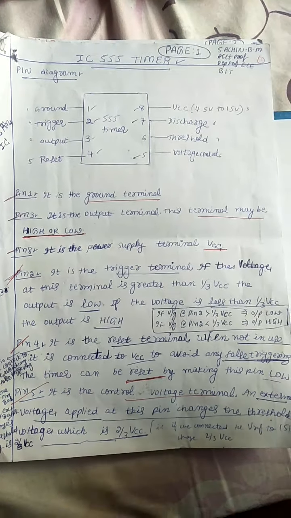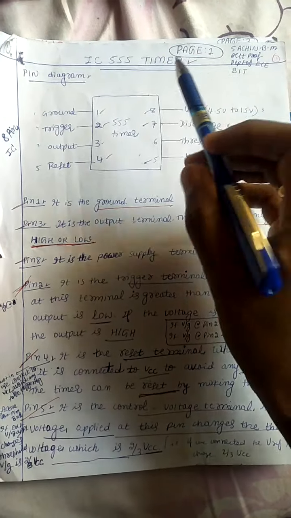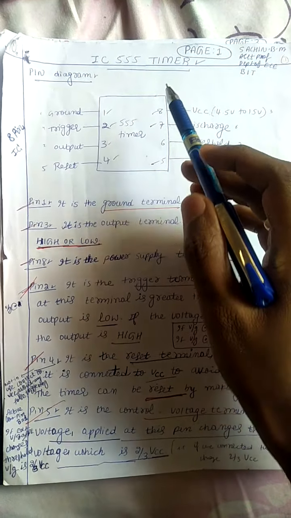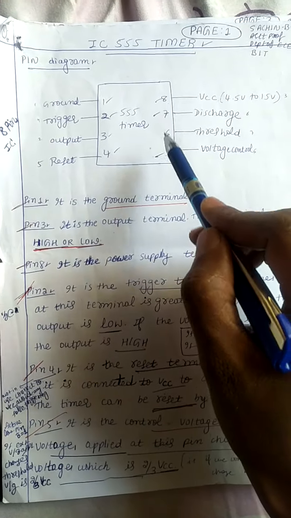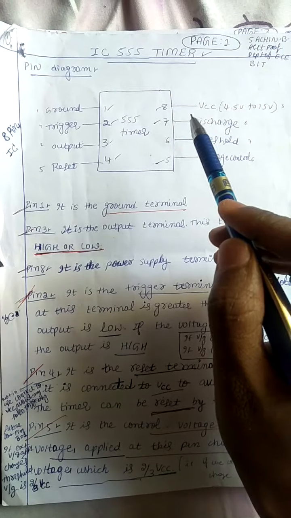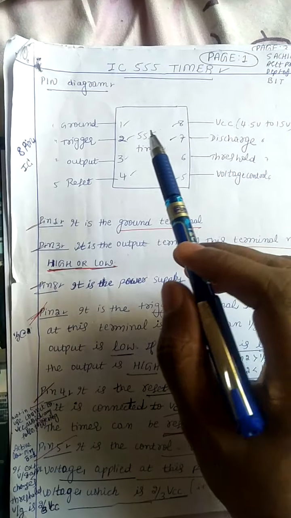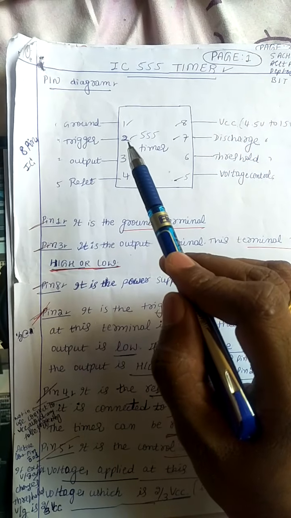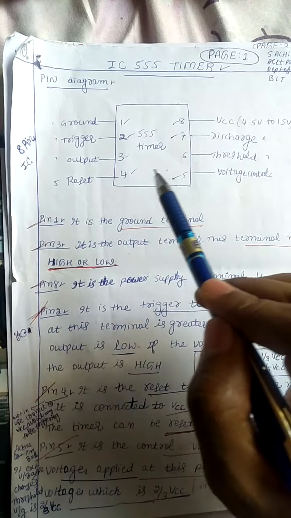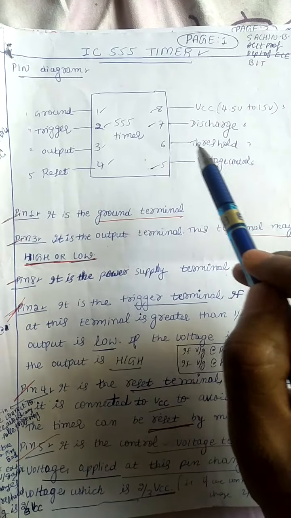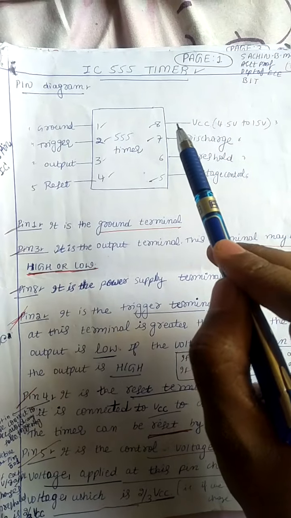In today's class, I am going to discuss the 555 timer IC. This is the pin diagram for the 555 timer. It is an 8-pin IC. The first pin is ground, second is trigger, 3 is output, 4 is reset, 5 is voltage control, 6 is threshold, 7 is discharge, 8 is VCC.